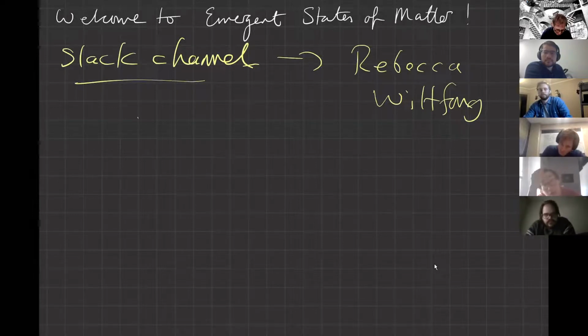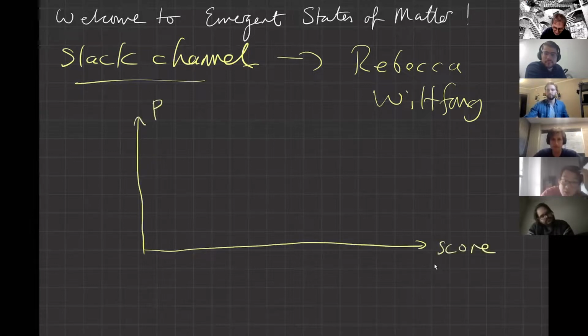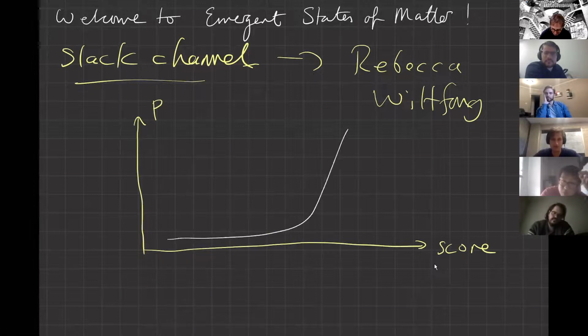So let me just show you what happens in my courses. This is the scores on, say, homework, and this is the probability density of the score. This is usually what the distribution of scores looks like. So usually people do pretty well, and it looks something like that. That's the distribution of scores.